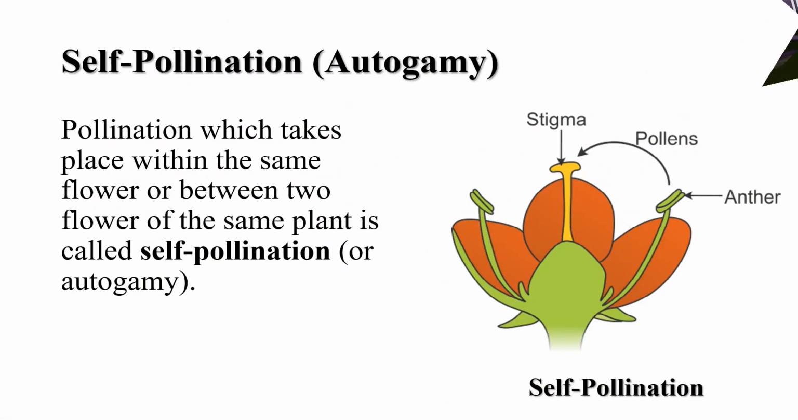First, let us understand self-pollination or autogamy. The pollination which takes place within the same flower or between two flowers of the same plant is called self-pollination or autogamy. Students, in the picture you can see there is a single flower and the pollen from the anther is transferred to the stigma of the same flower, and this type of pollination is known as self-pollination.